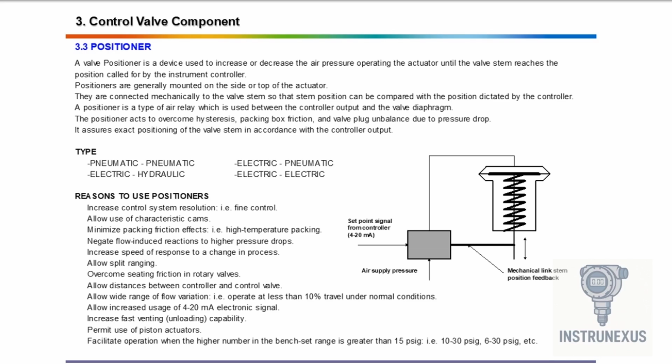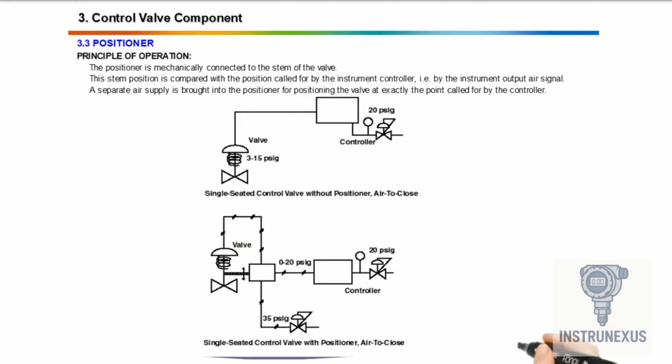So, in essence, if your control system demands precision, fast response, and flexibility, a valve positioner is the device that brings it all together. Without it, you're just guessing where the valve is, and in process control, that's a risk you don't want to take. Now let's quickly break down the principle of operation of a valve positioner. The positioner is mechanically linked to the valve stem.